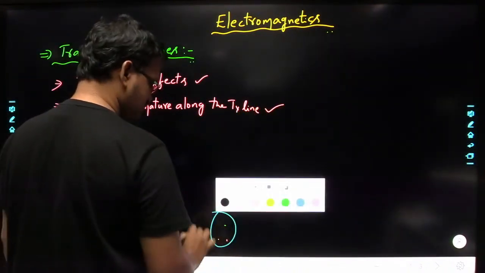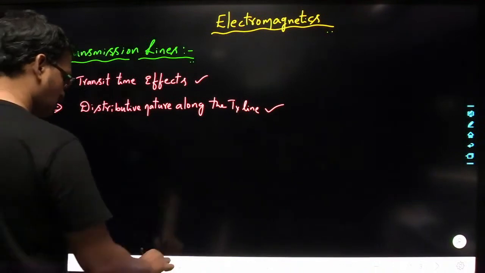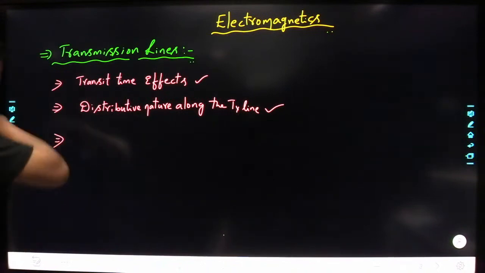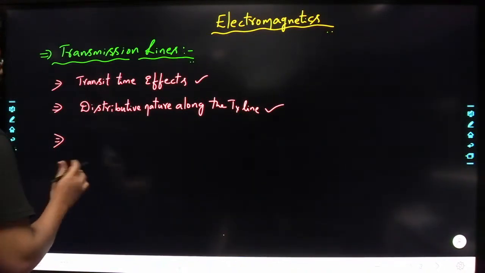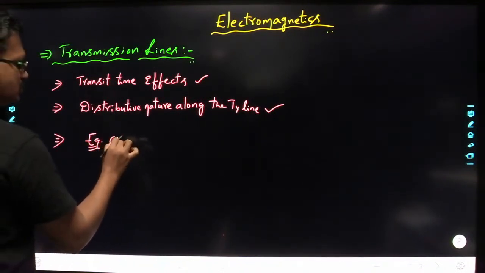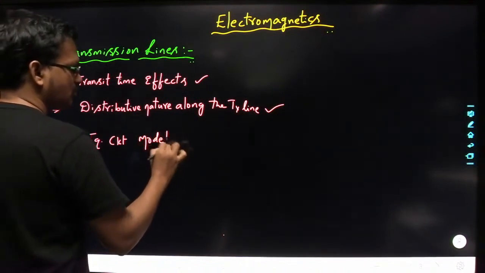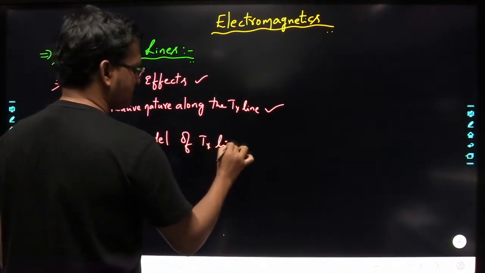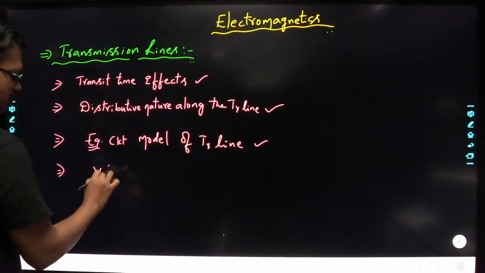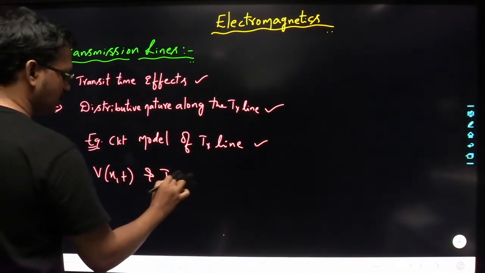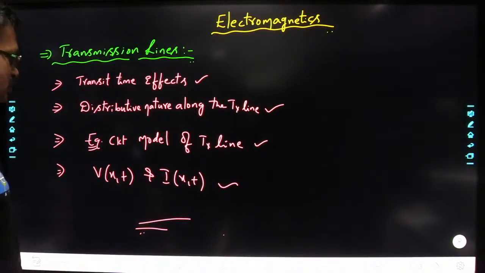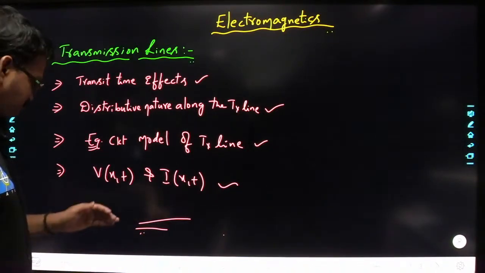Okay. So next, after this we have seen a circuit model, yes or no? So the equivalent circuit model of transmission line. From here we have derived the expressions for what? Expressions for voltages and currents on the transmission line.